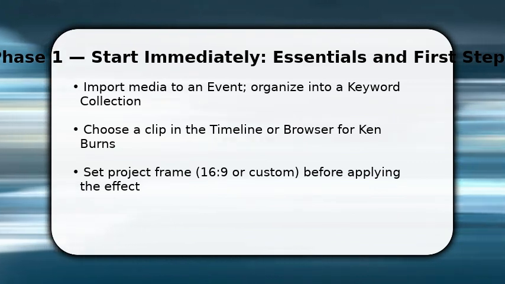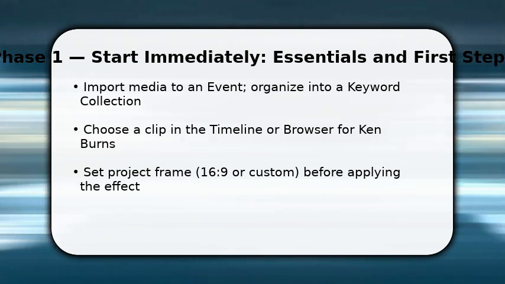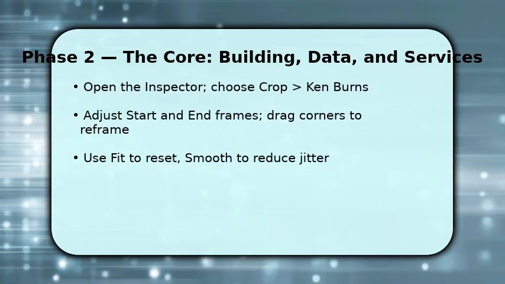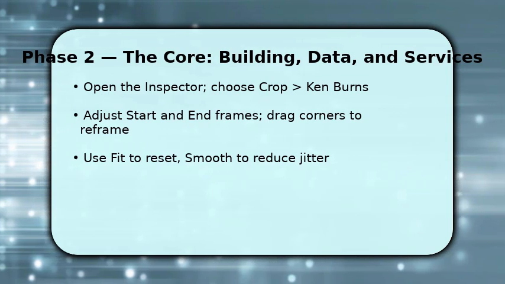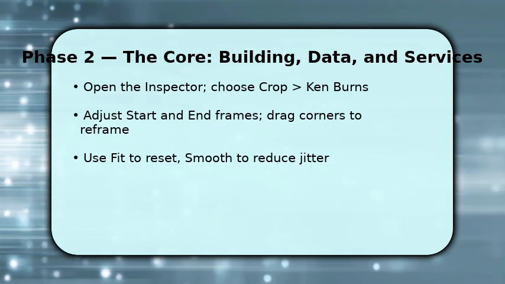Now select the clip in the timeline or browser and prepare to open the video inspector. That's where the Ken Burns controls live. You open the inspector and choose crop, then Ken Burns to reveal start and end frames. That's how you define motion.